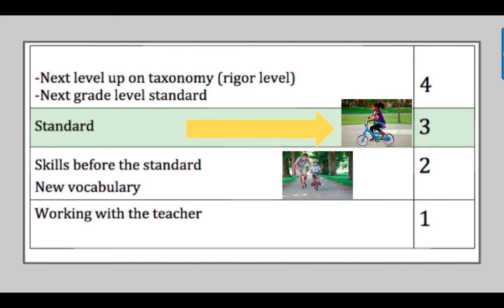If we look up one more level on the stepping stone analogy that Courtney used, we're learning those skills before the standard, and they're focusing on new vocabulary. So it's like the kid using training wheels, still having some help from their parents, but they're not quite at the standard level. And then just like she talked about with the BMX biker, the level 4 is above the standard or beyond the standard.